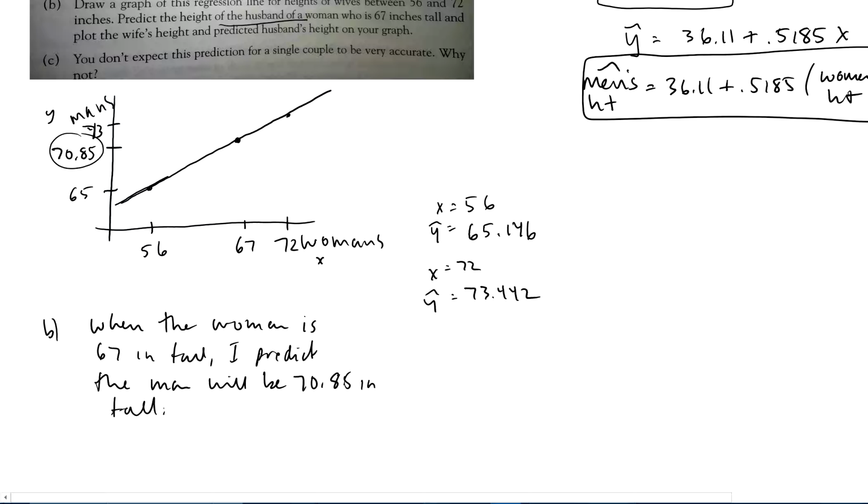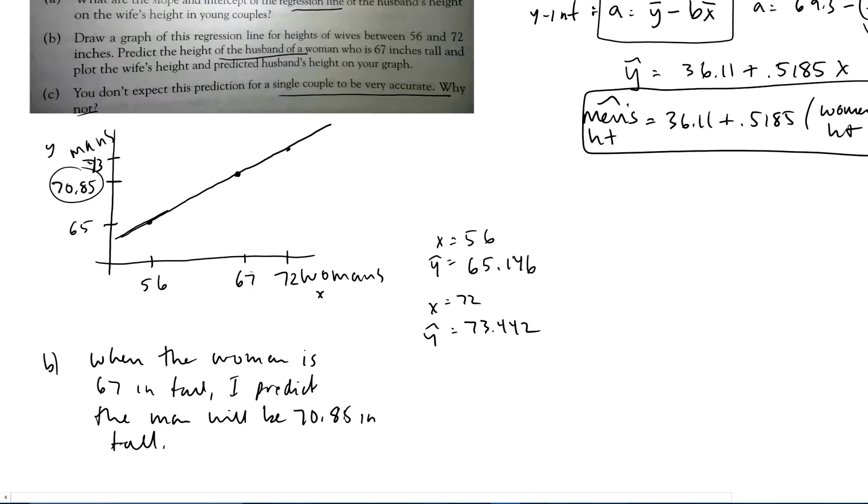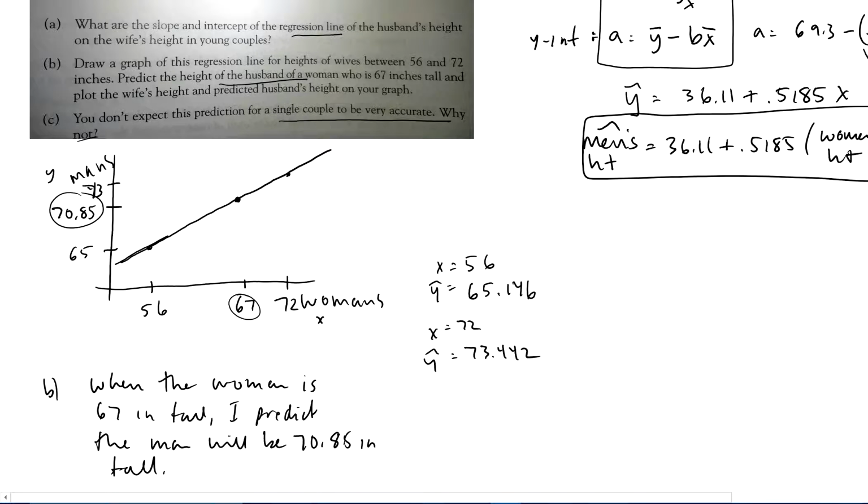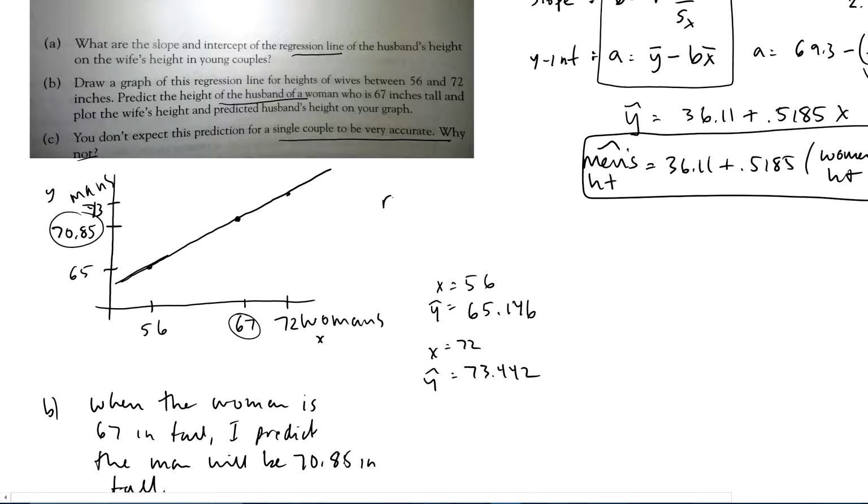Okay, and I don't expect this prediction for a single couple to be very accurate. Why not? That's a good question. Why not this accurate? It's right in the middle of my data range, it seems. Well, since r is 0.5, your data is kind of spread all out here, right? It's not very tight to the line. So at 67, the real data might be down here, it might be up here, it's spread out quite a bit. Okay, there you go.